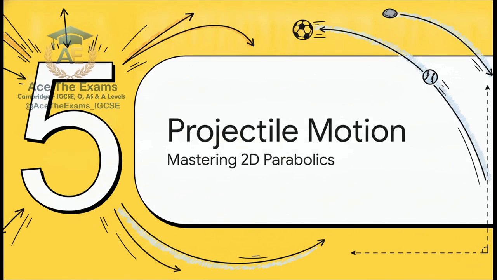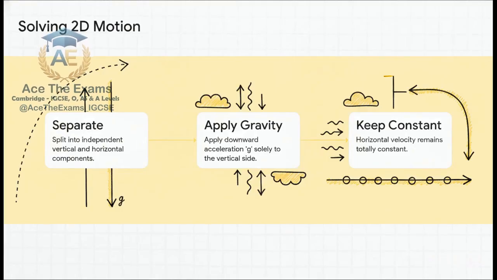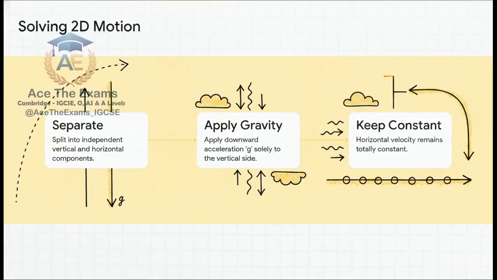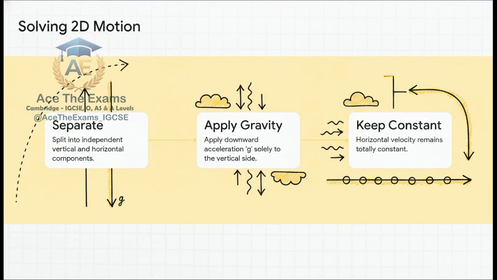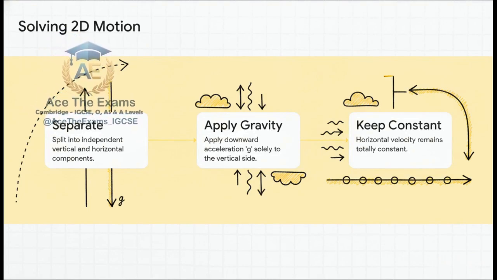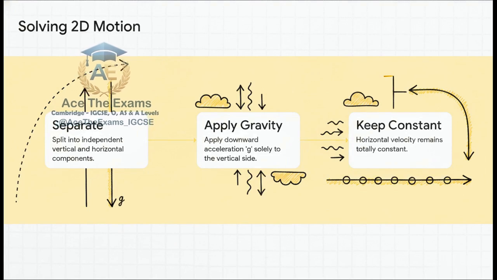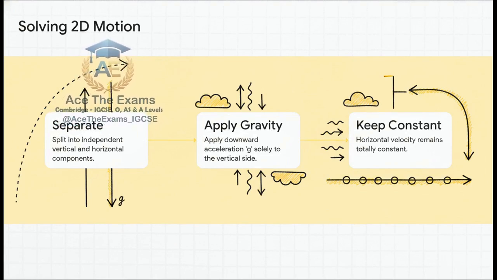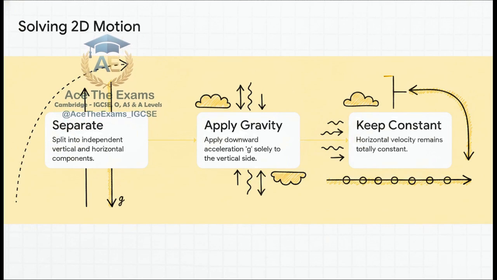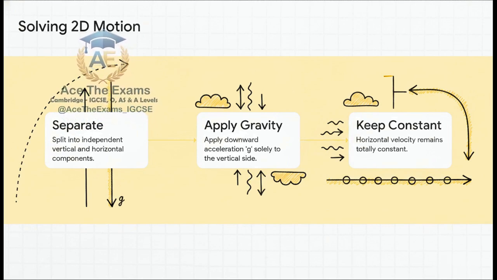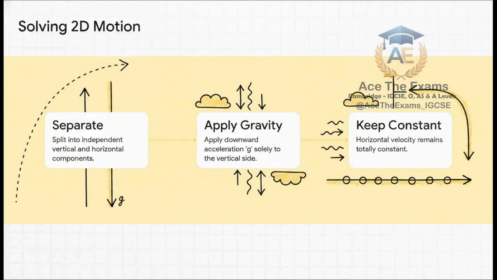Which brings us to our final stop, Section 5, Projectile Motion, Mastering 2D Parabolics. Up until now, we've basically just been looking at stuff moving in a straight, one-dimensional line. But what happens if you throw an object forward and upward at the exact same time? Well, the absolute secret key to unlocking two-dimensional motion is realizing that the vertical drop and the horizontal forward movement have completely nothing to do with each other.